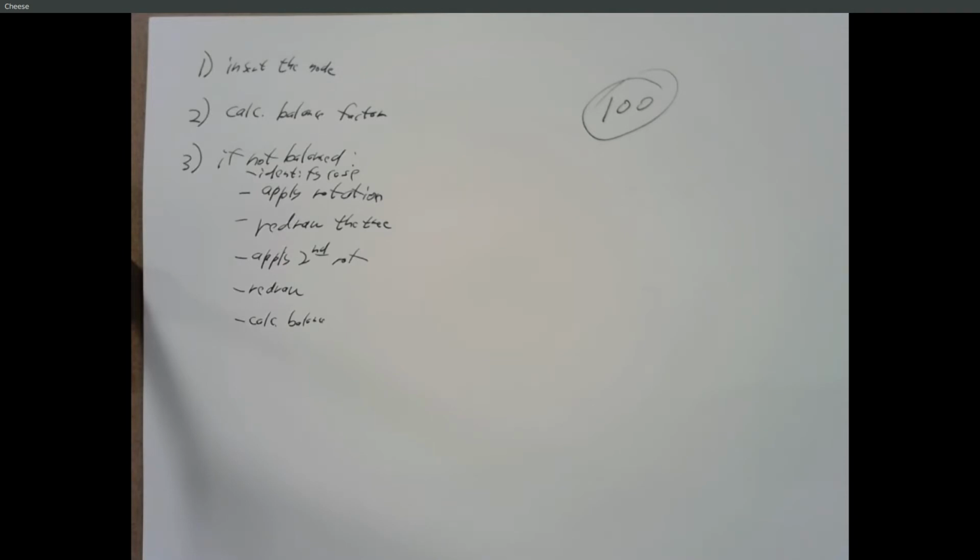Balance factor for 200. That's right. What's the left subtree of 200? Okay, all right. What's the right subtree? The height of the null. It's a hard one. So what's minus 1?